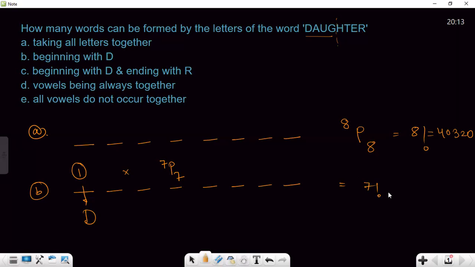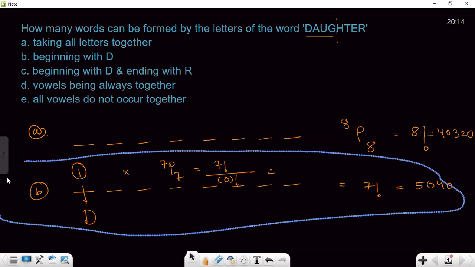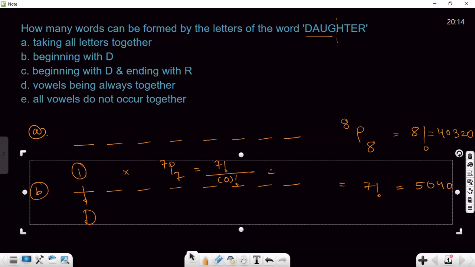Is that clear, everyone? 1 into anything becomes itself only. The formula for nPr is n factorial upon n minus r factorial. 7 minus 7 is 0 factorial, which is 1. So it has become 7 factorial only, which is 5040. So there are 5040 ways to make a word by using the letters of the word daughter when the words are starting with D. Is that clear, everyone? Yes, sir. Okay, great.